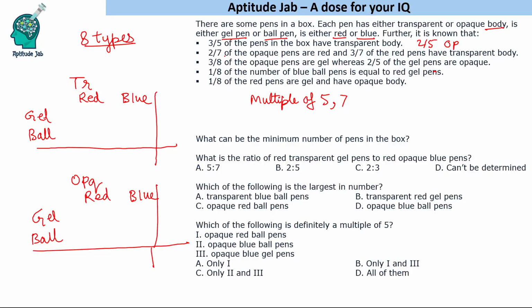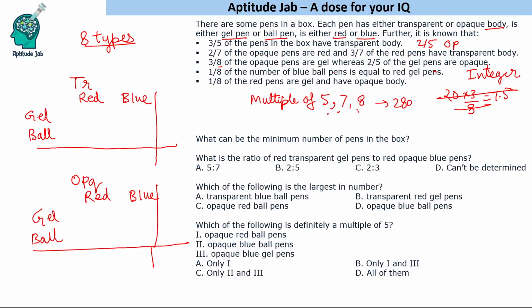And if we see the next statement, it says 3/8 of opaque pens. That means it should be a multiple of 8 also. Because if I take a number which is not a multiple of 8, let us say 20, then 3/8 will come as 7.5. The number of pens has to be an integer. We cannot have 1.5 pens or 2.5 pens. So the number of pens should be a multiple of 5, 7 and 8, so the LCM of these three numbers is 280.